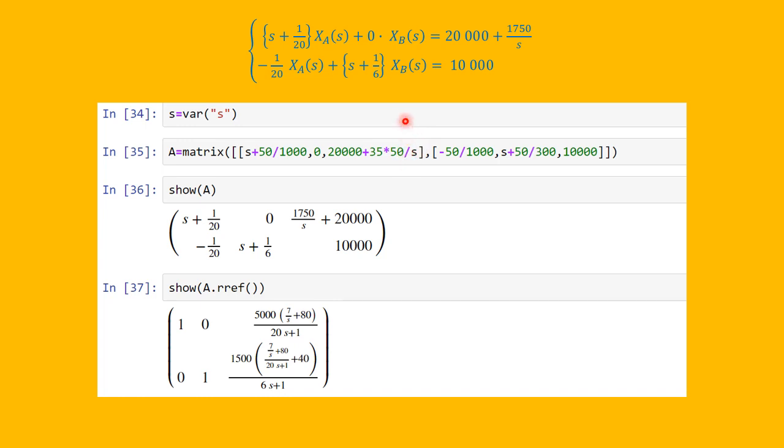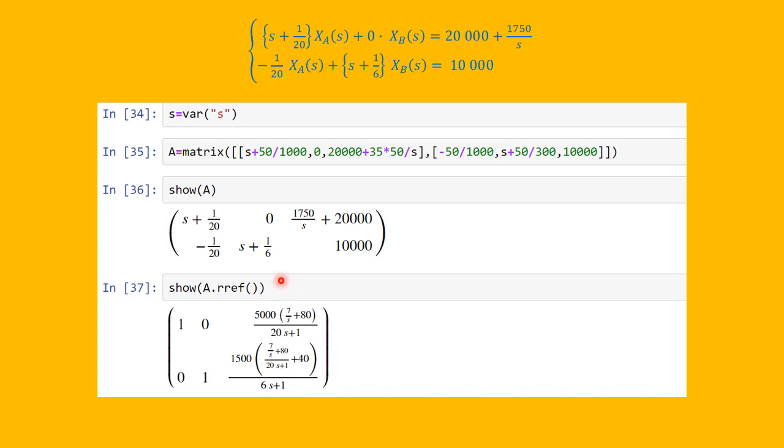The second row of the matrix corresponds to the second equation. Minus 1/20th is minus 50 over 1,000. The next coefficient, S plus 1/6, I wrote as S plus 50 over 300. And on the right hand side, 10,000. So after executing these two cells, we'll execute this third cell, show the matrix A that we just defined up here, and we can see that it is the augmented matrix for this system of equations.